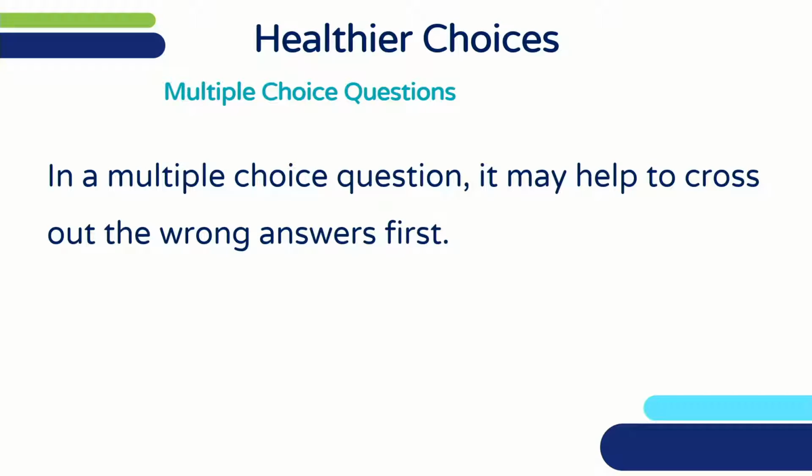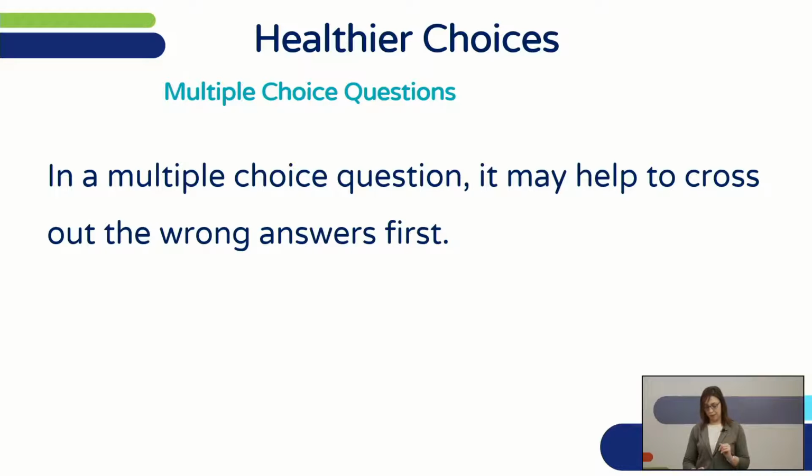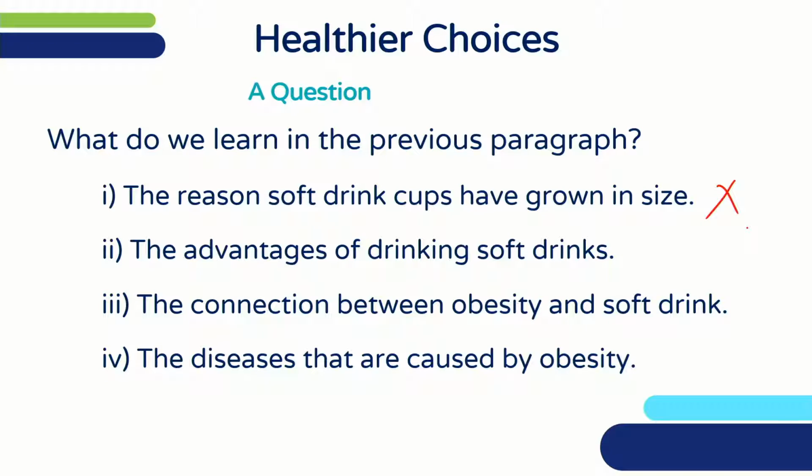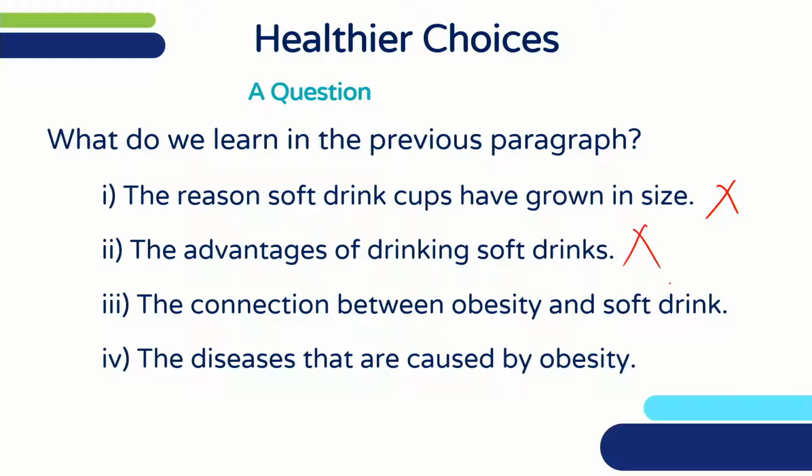So how can you answer such a question? In a multiple choice question, it may help to cross out the wrong answers first and then decide on the most suitable answer. Let's go back to the question. The reason soft drink cups have grown in size? No, we are not told about that. We're told that they have grown, the size has got bigger, but we don't know why. So this is crossed out. The advantages of drinking soft drinks? No advantages are mentioned. No benefits are mentioned. So this is out.